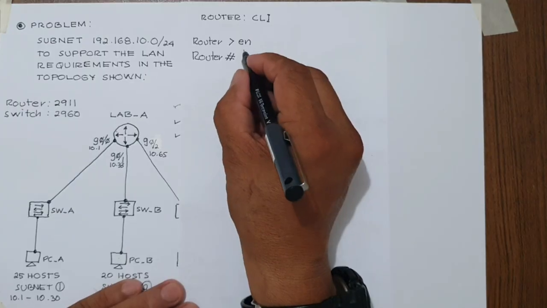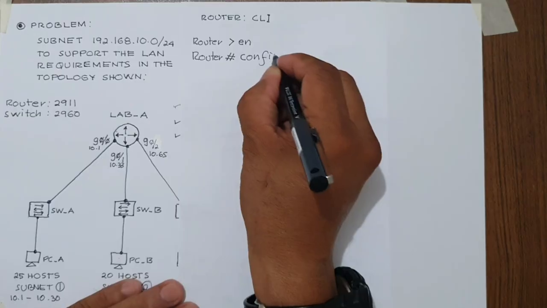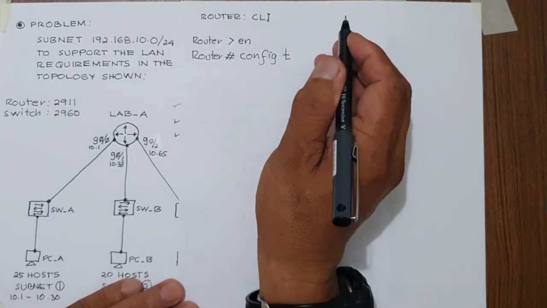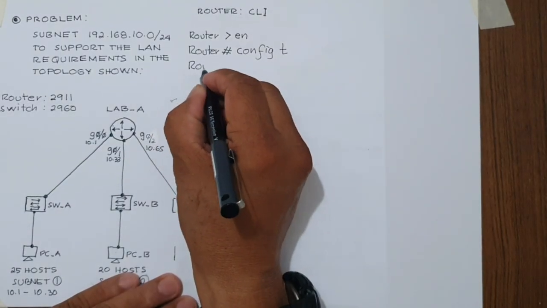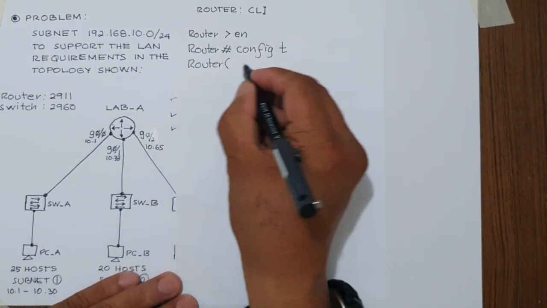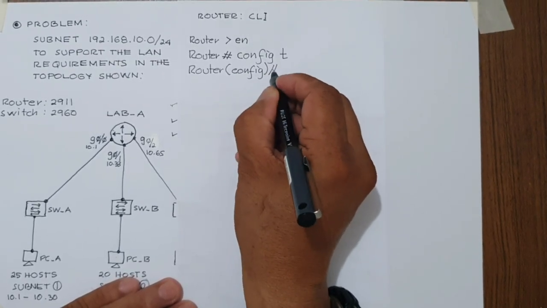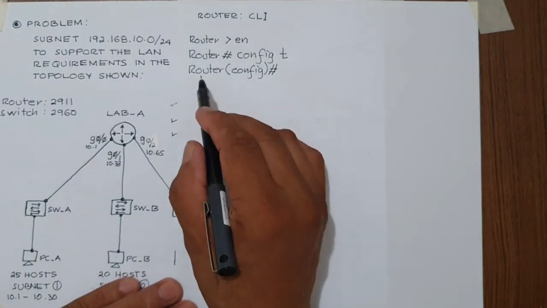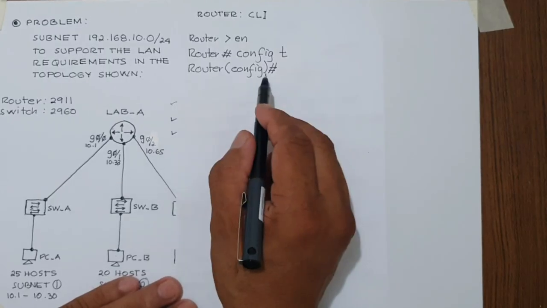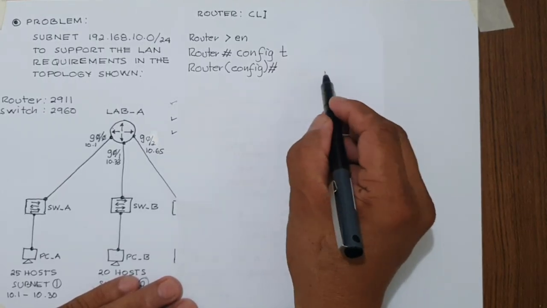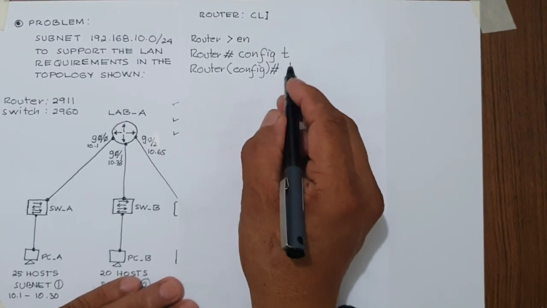So let's type config t, shortcut for configure terminal. Then press enter, and the prompt changes to router with config inside the parentheses, then the pound sign. This prompt tells us that we are at the global mode of the router, which means that whatever command we execute here would affect the entire router. That's why it is called global.